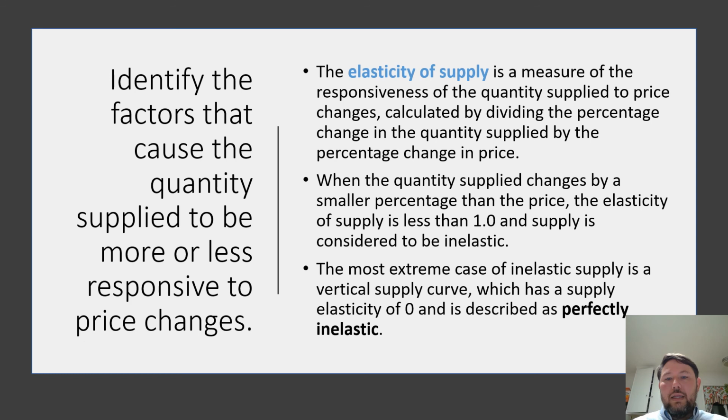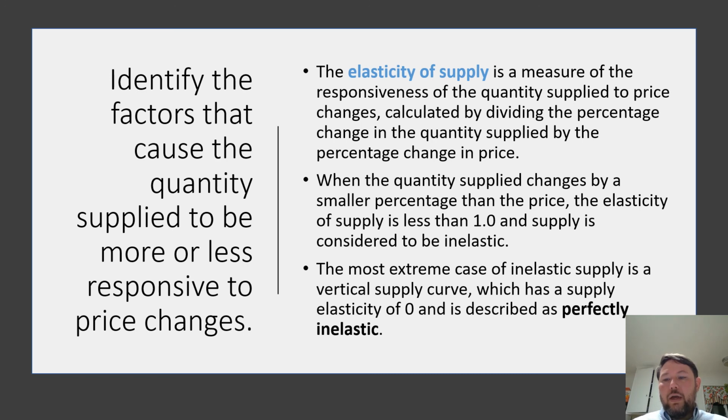As with elasticity of demand, we can have extreme cases. In the most extreme case of inelastic supply, we would end up with a vertical supply curve, which has a supply elasticity of 0. We would consider that perfectly inelastic, and basically that means that we could have any price and there would be no change in quantity supplied.